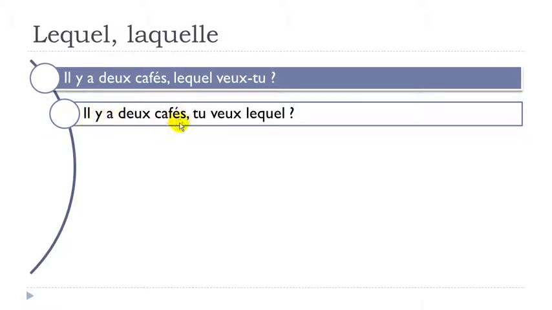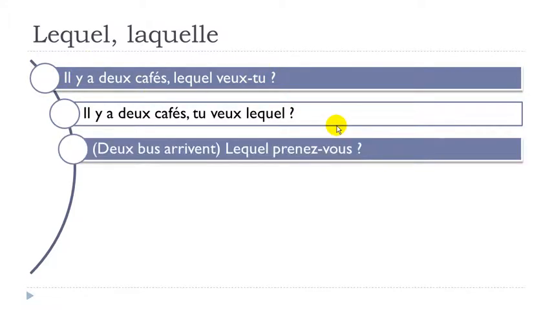But then if you speak normally, it's possible to put the order a bit differently. So, il y a deux cafés. So this doesn't change, of course, okay? Tu veux lequel? All right, so you just keep the normal order. So you've got the subject here, you've got the verb here, and then you put lequel at the end, okay? Tu veux lequel, all right? Meaning is the same, but then it's better to use this second form orally and the first form if you've got to write, okay?